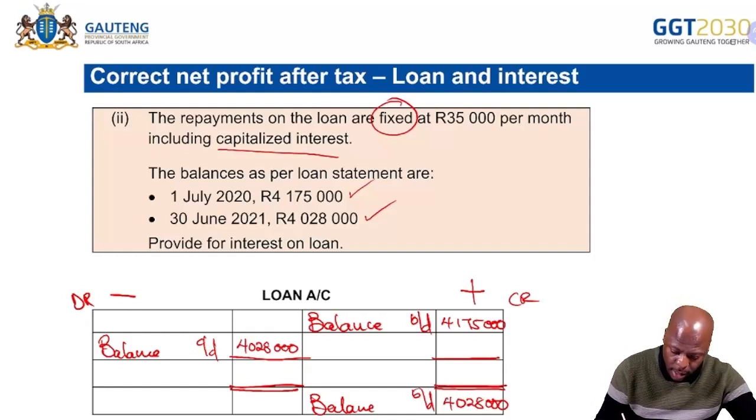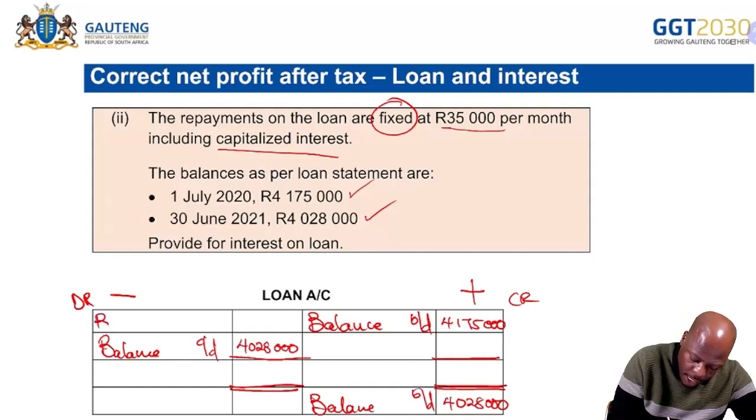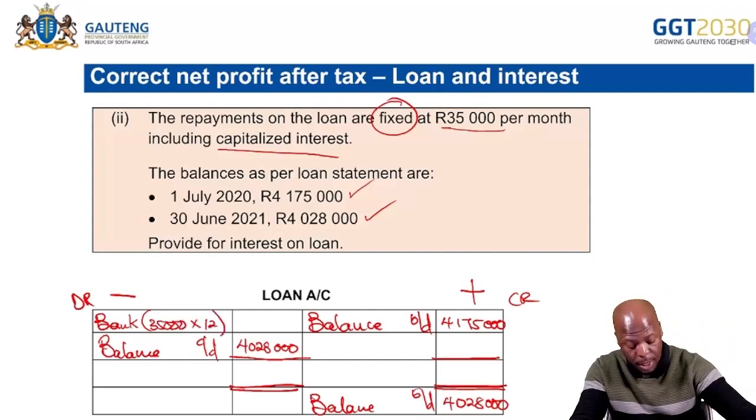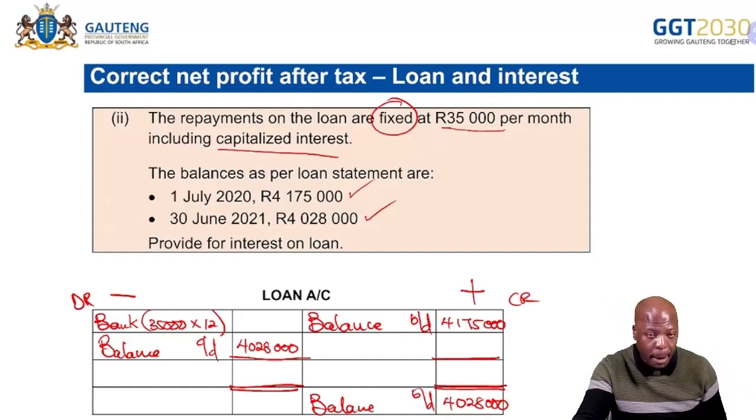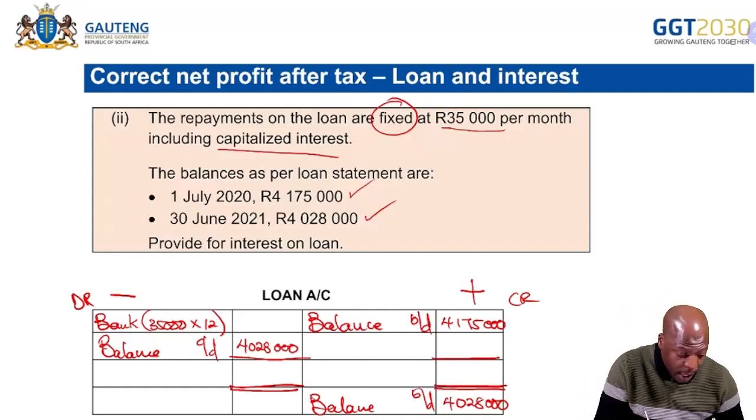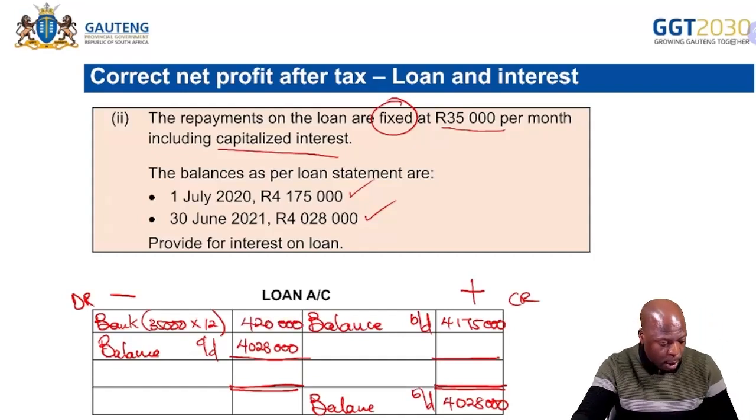And then what did they say? They then said repayments are 35,000 per month. So in other words, I'm coming here and I'm going to have my repayments, which are 35,000 per month. And we know in a year, how many months do we have? 12. So it's going to be 35,000 multiplied by the 12. How much do you get? Okay, thank you. We now get our 420,000. Okay, we get our 420,000.